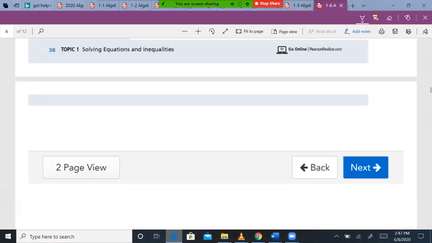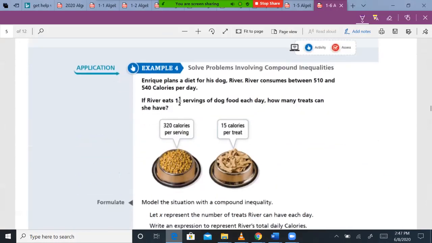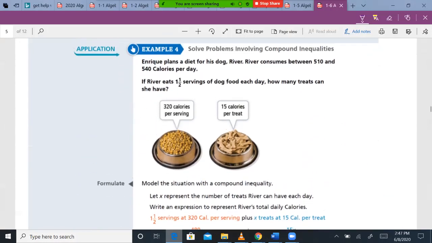Okay. Let's look at the next example here. Oh no, a word problem. Okay. Enrique plans a diet for his dog, River. River consumes between 510 and 540 calories per day. If River eats 1.5 servings of dog food each day, how many treats can she have? So she eats 320 calories per serving, and she eats 1.5 of those servings. If you want to figure out how much she eats based on her servings, just multiply 320 by 1.5.